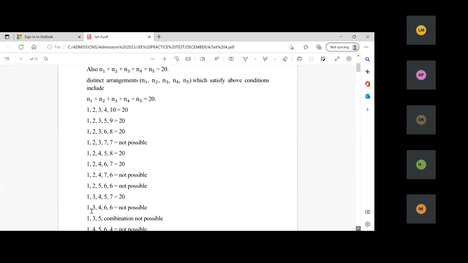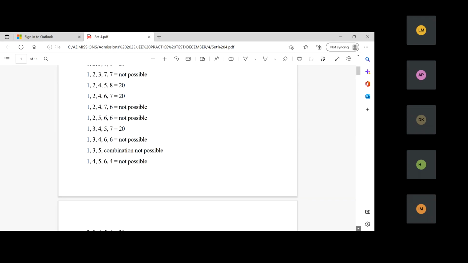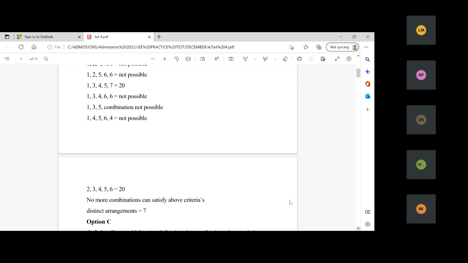So after 1, 2, 5, we just increment this number as 1, 3, and 4. So after this, if you are incrementing this as 1, 3, and 5, that combination is not possible at all. This is already 9, and this has to be greater than 5. If this is 6, this has to be 7. If this is 7, this has to be 8. If this is 8, this has to be 9. And the sum has to be 20. So you are going to find out the combinations that are possible.